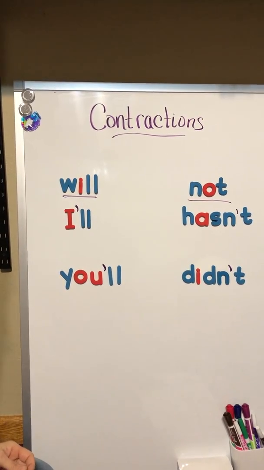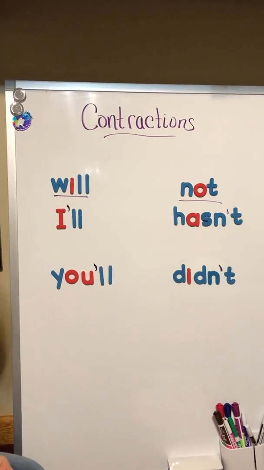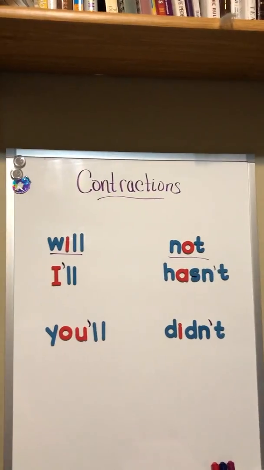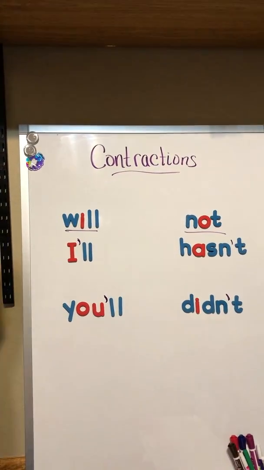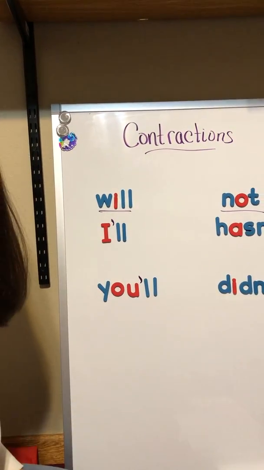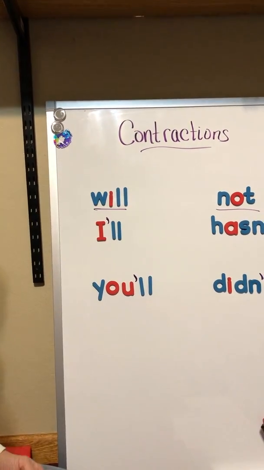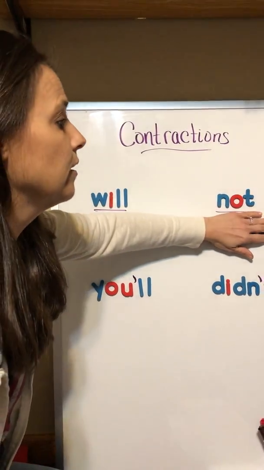All right, guys, we're back again today for some word study, and we're going to continue with the theme of contractions. Now, remember yesterday we said a contraction is two words coming together to make one word with the use of an apostrophe, and we lose one of the letters that we used from the second word to build the contraction. So today we're going to focus on contractions that use the word will and use the word not.